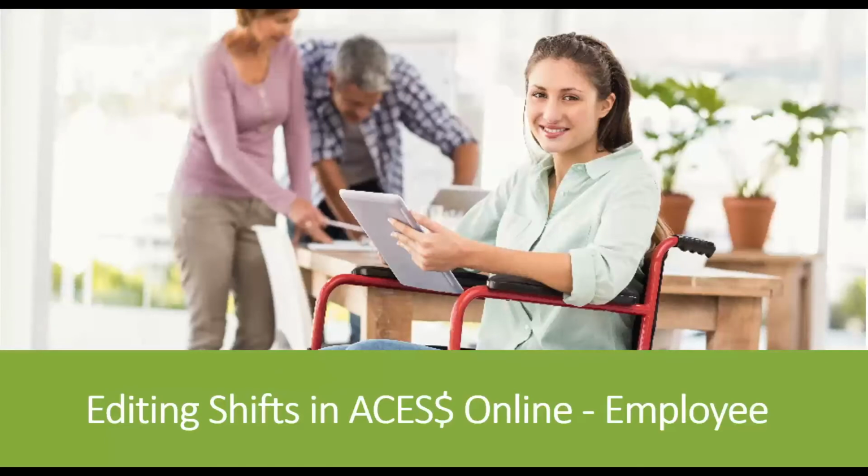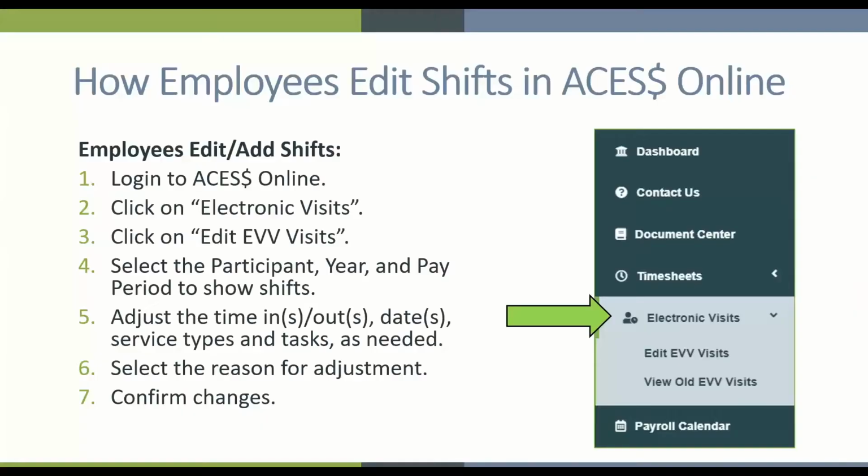So let's say that we process time and find it does not follow a program rule, so an adjustment needs to be made. Or let's say the employer does not approve it, instead they reject a shift. Well, that employee needs to make edits. Employees are the ones who make edits to shifts in Access Online. Now, the way that's done, the employee is going to log into Access Online, which is at login.mysil.org.